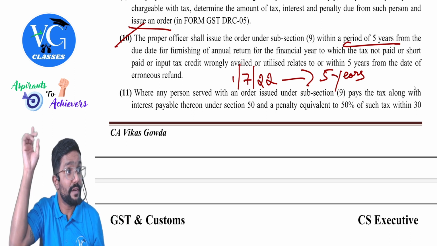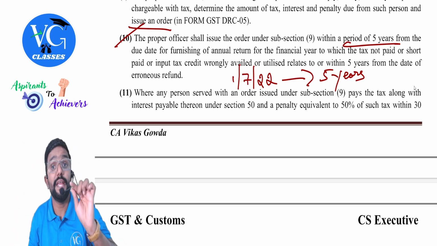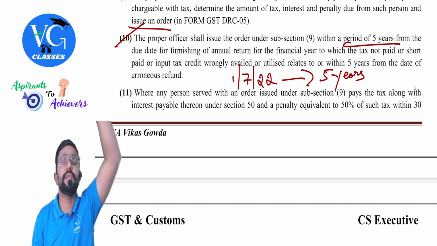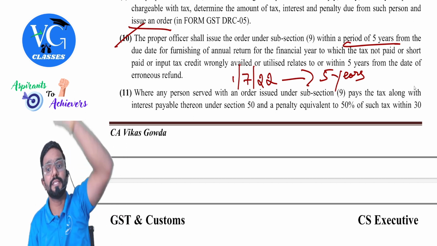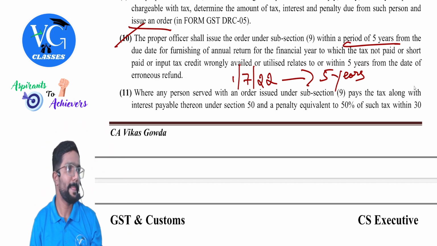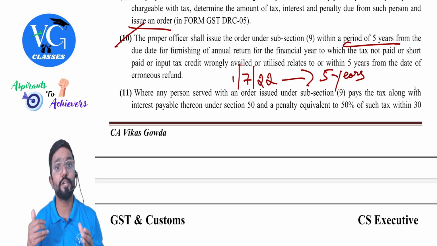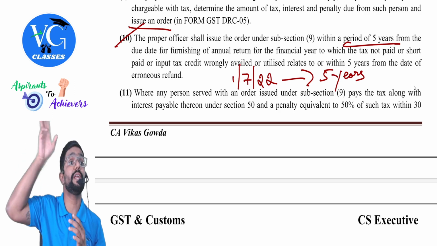5 years is not from the due date. 5 years is from the date of claiming excess refund. Excess refund. Same story even for 73. But there it is 3 years instead of 5 years. Is that clear? Hope you understood. For any other case, we need to count 5 years, or for section 73, 3 years.